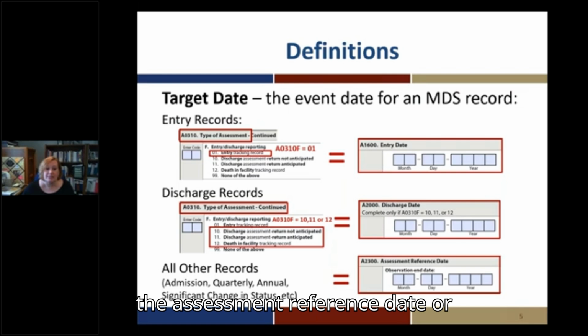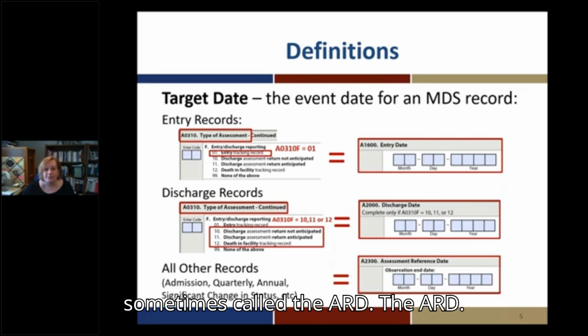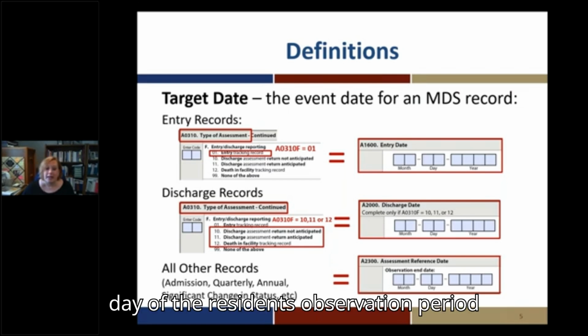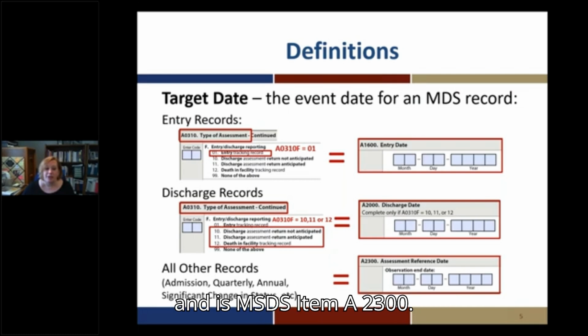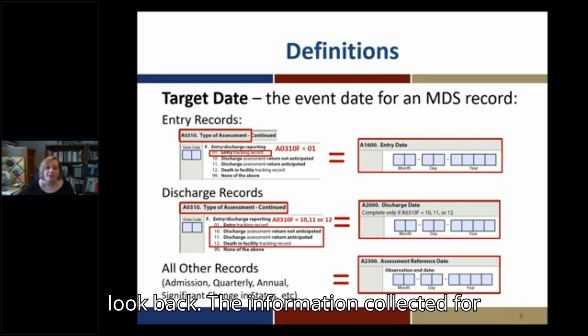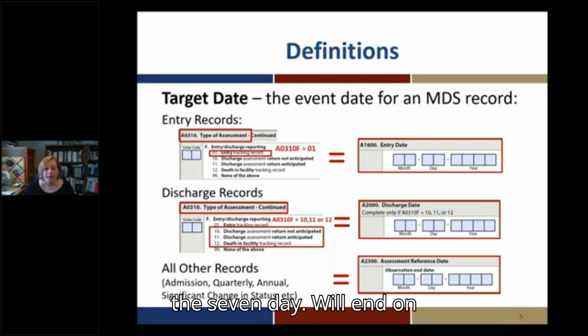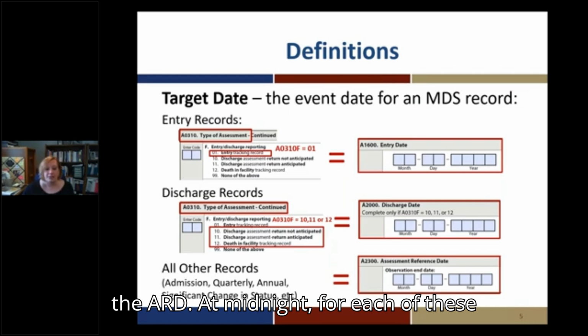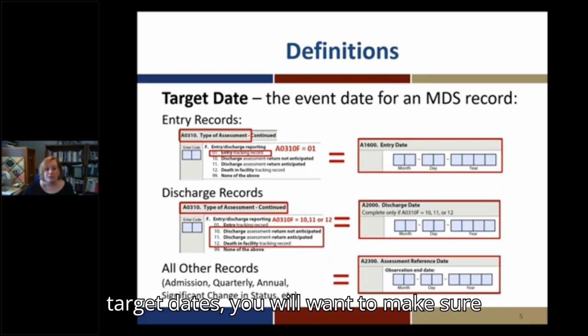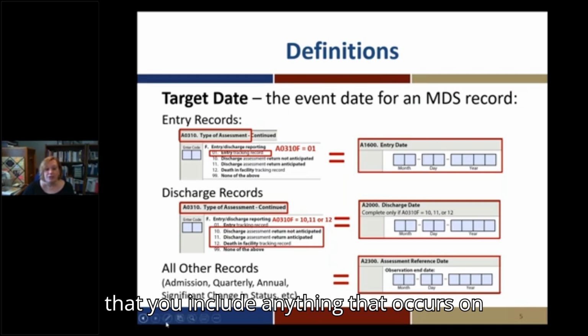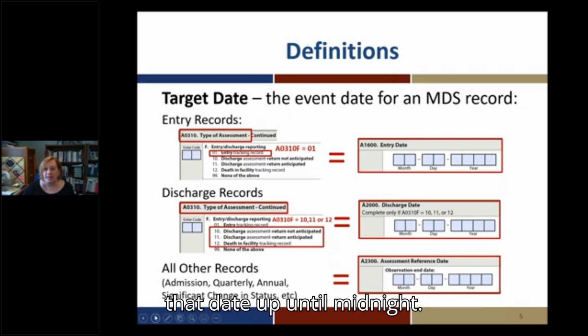For any assessments such as OBRA, a required admission, quarterly, annual, or significant change in status, or the PPS assessments, the target date is the assessment reference date, or sometimes called the ARD. The ARD or target date is the last day of the resident's observation period and is MDS item A2300. For example, if an item on the MDS has a 7-day look-back period, the information collected for the 7-day period will end on the ARD at midnight. For each of these target dates, you will want to make sure that you include anything that occurs on that date up until midnight.